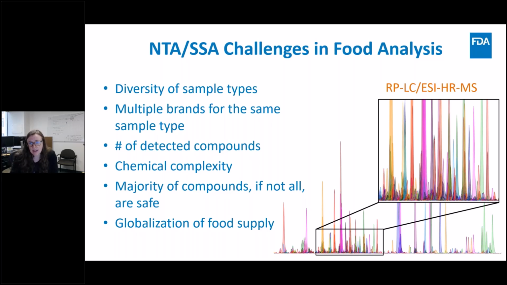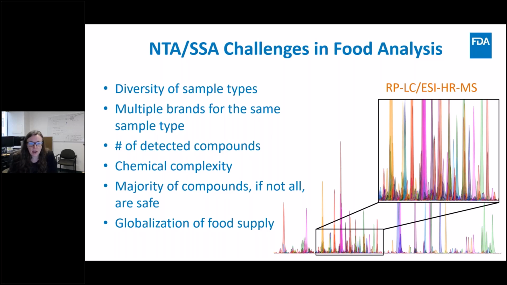That's totally fine. From our perspective, where we mainly focus on food safety applications, we need a way to prioritize the peaks that we find, to try to identify only the ones that we think might be of concern or of interest. Trying to come up with ways to prioritize that has been a big body of work that my group has been working on.